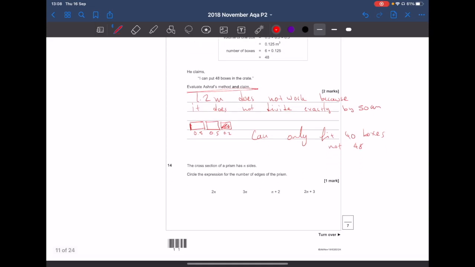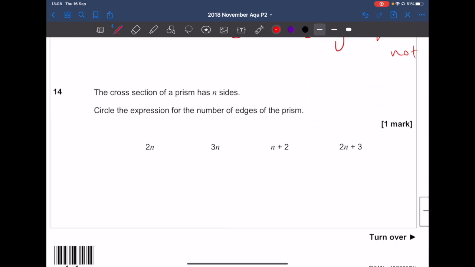Question 14. The cross section of a prism has n sides. Circle the expression for the number of edges of this prism. So if you've got a three-sided shape, this is a 3D shape, sorry guys, these are the edges. It has n sides, so the answer should be 3n.